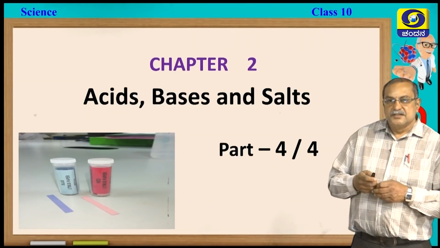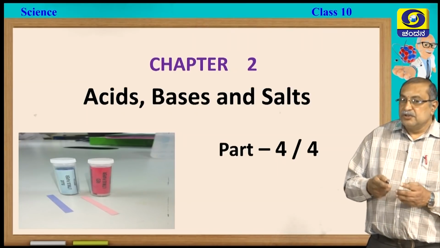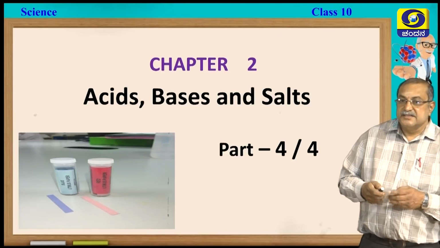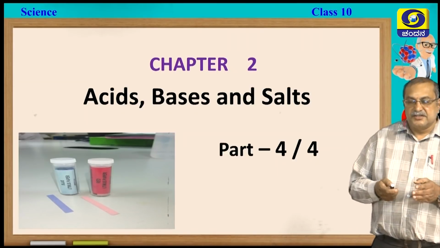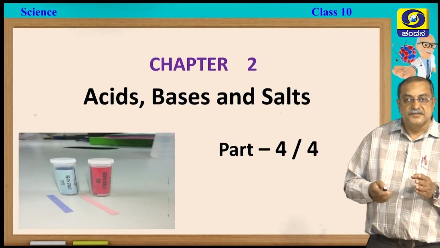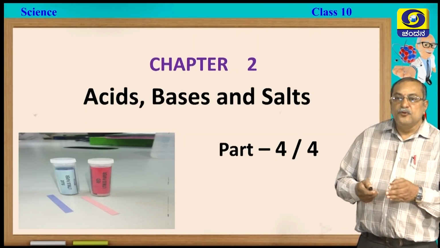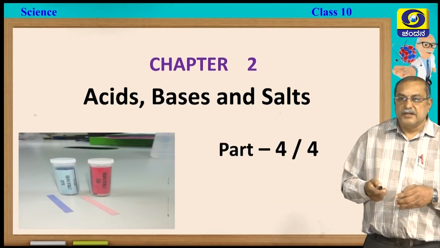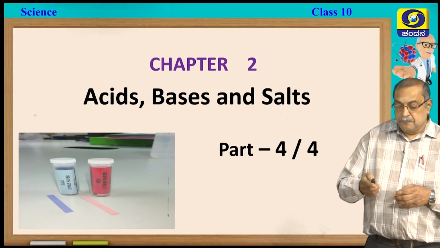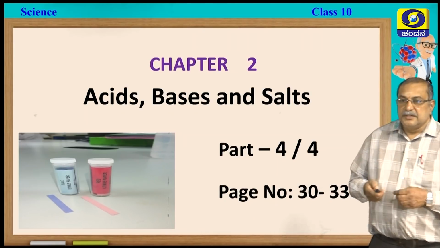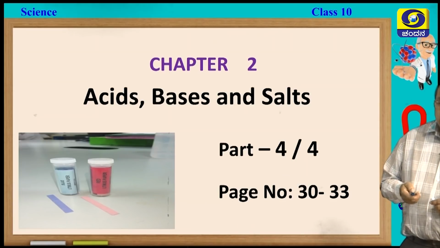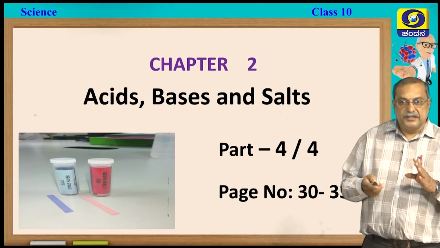Okay. So, we are going to learn about acids, bases and salts. This is the second chapter in the first part of your science book, and we are going to learn part 4 of 4. This is the last part. This starts from page number 30 to 33. Okay. Page number 30 to 33 in your textbook.